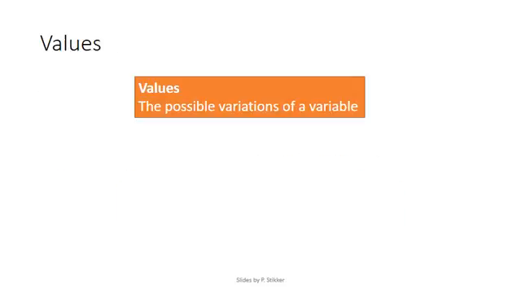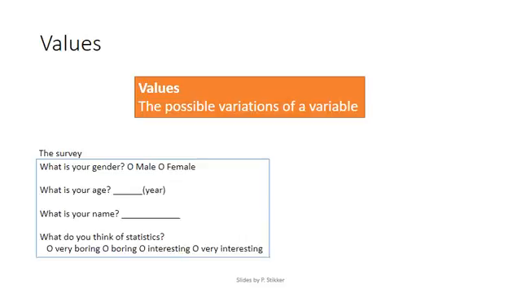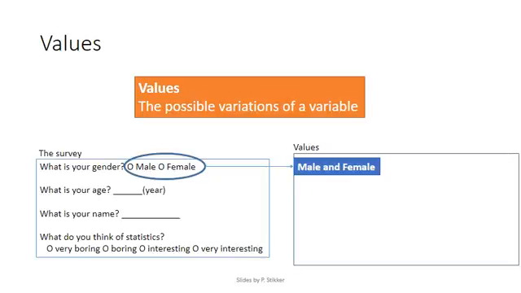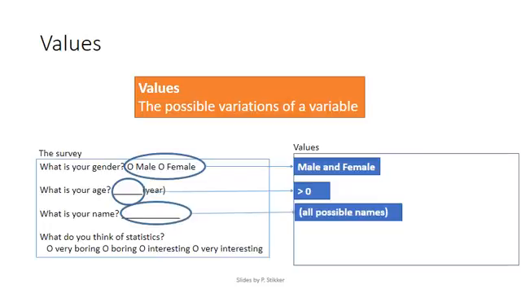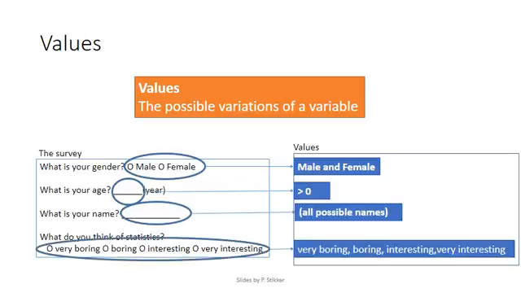Now, each variable can in itself vary, and the possible variations are known as the values for that variable. So here's an example, 4 questions. What is your gender? What is your age? What is your name? And what do you think of statistics? Now for the first variable, gender, there are 2 options, so 2 values, male and female. For the second one, what is your age? That's going to be anything above 0. And for your name, it should be the full list of all possible names. For the last one, it's limited again. It's just the 4 options people could choose from, ranging from very boring to very interesting.